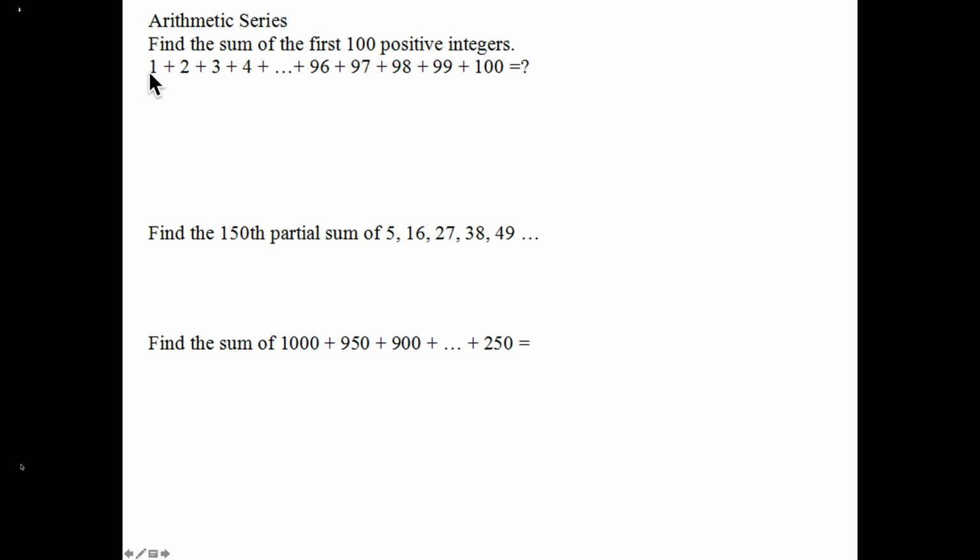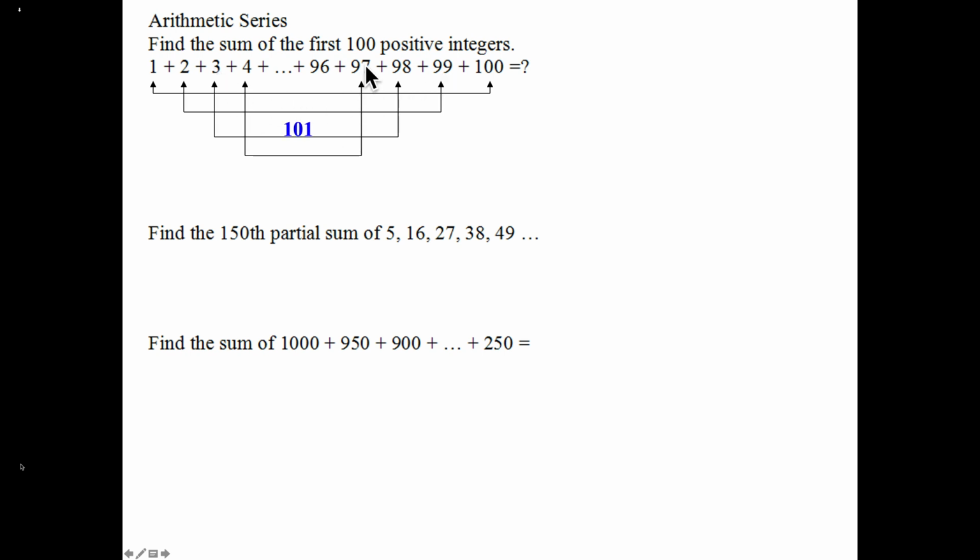What you want to do is take the first number and add it to the last number. That's 101. And then if you take the 2 and add it to the second to the last number, 99, that's 101. 3 plus 98, 101. 4 plus 97, they're all 101. And since I'm taking 100 numbers and grouping them together in groups of 2, there's 50 groups. So that's 101. That's the sum of all the 2 numbers grouped together. There's 50 of them. Multiply 101 times 50, 5,050. That's the sum.